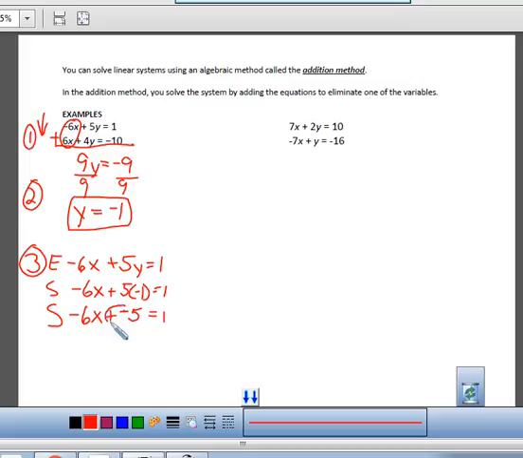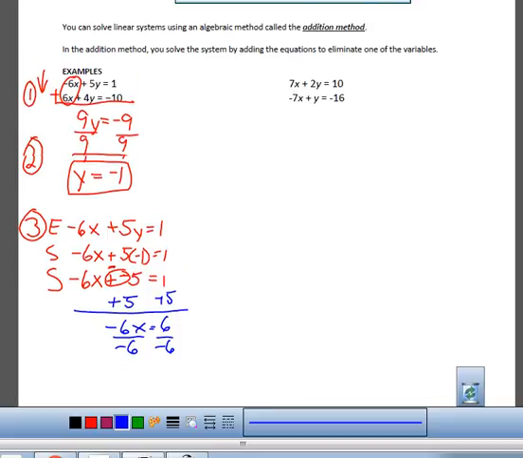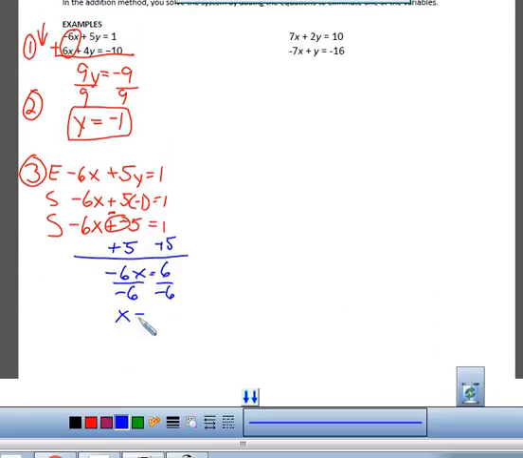Now, adding a negative is the same as subtraction. So if I'm subtracting 5, to do the inverse operation, I need to add 5 to both sides of my equal sign. And I get negative 6x equals 6. So now I divide by negative 6. And I get x is equal to negative 1. Now, interesting, x and y end up equaling the same number. That's okay, that can happen. It does not happen all the time, but it can happen.